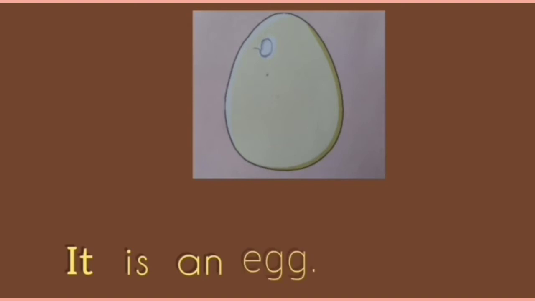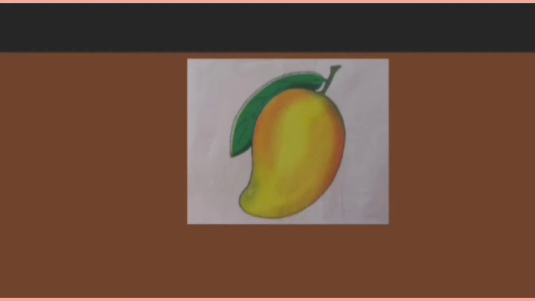Now, this is an image of an egg. And the word egg starts with alphabet E. You remember the vowel E? Who is the friend of vowel E? An. A-N, an. So the sentence would be, it is an egg. E-G-G, egg. Can you see the vowel E is the friend of an. A-N, an.